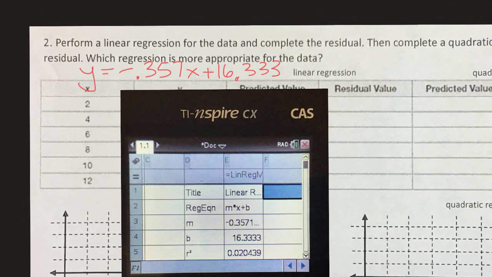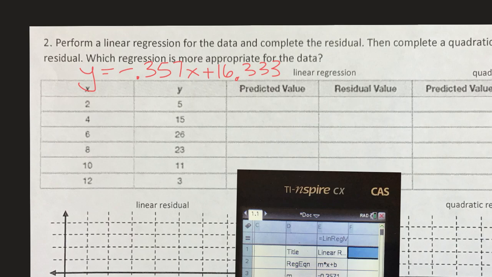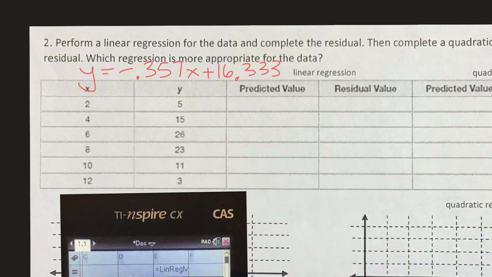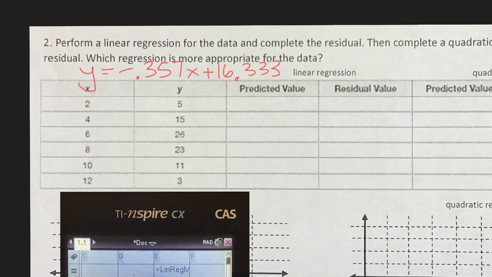So we are being asked next to do our predicted value. The predicted value is what your calculator says when you plug in your given value. So I'm going to plug 2 into the equation that my calculator gave me, and then I'm going to plug 4, and then 6. And I'm going to calculate all of my predicted values, the ones that are coming from the equation that your calculator gave you.